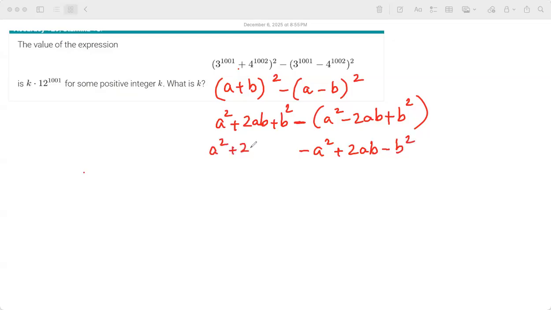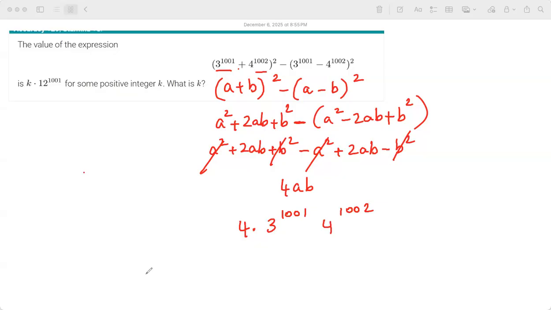So what happens here? Maths is so easy. A squared and a squared get cancelled, and b squared gets cancelled. So what is the answer here? 4 times, what is a and b? 3 to the power of 1001 and 4 times 1002. So what happens here?